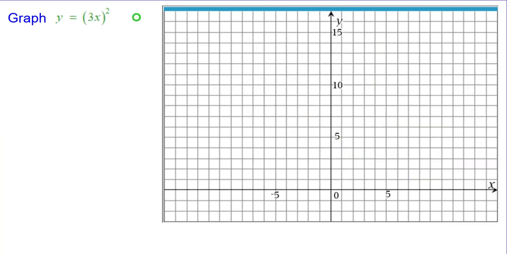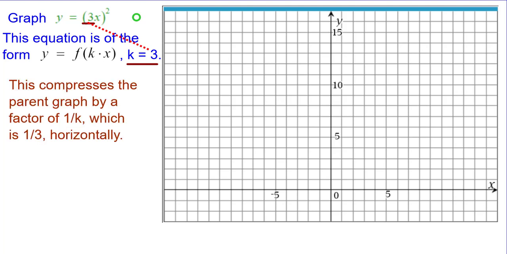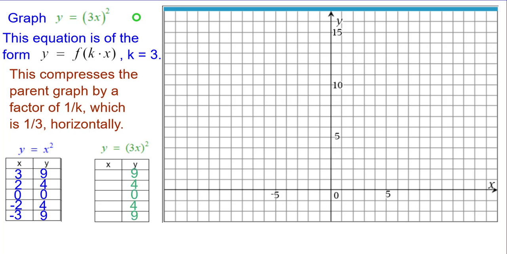Let's now look at y equals the quantity of 3x squared, also of the same form, only this time k is equal to 3, which means our compression factor is going to be 1/3 horizontally, again, which affects the x's and not the y's. So I chose these 5 points to work with, and my y coordinates are still the same. I'm going to have to multiply each of my x coordinates by 1/3.